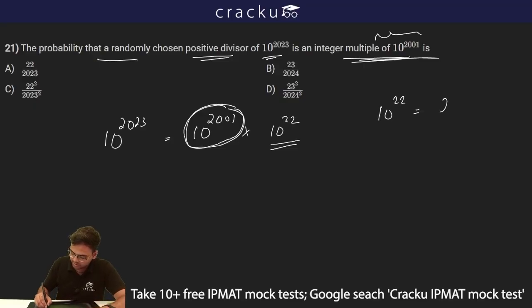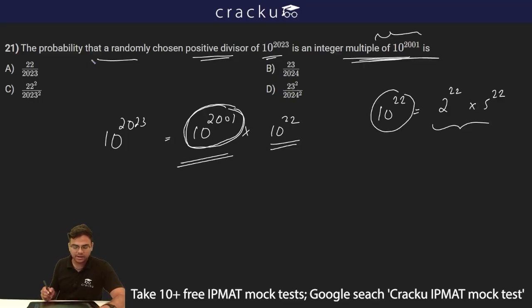10 to the power 22 can be written as 2 to the power 22 into 5 to the power 22. Now, every factor of this particular number, which is 10 to the power 22, when multiplied by 10 to the power 2001 will be a multiple of 10 to the power 2001, because ultimately we are multiplying it by 10 to the power 2001. So even if 1 is coming as a factor, or anything is coming as a factor, if multiplied by this number, it will be a multiple of 10 to the power 2001.